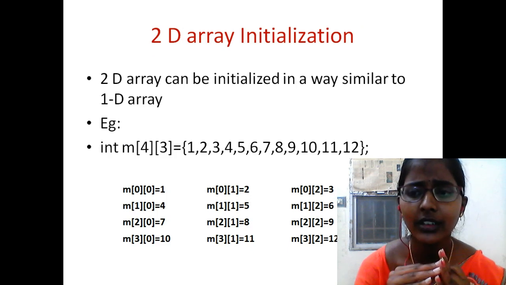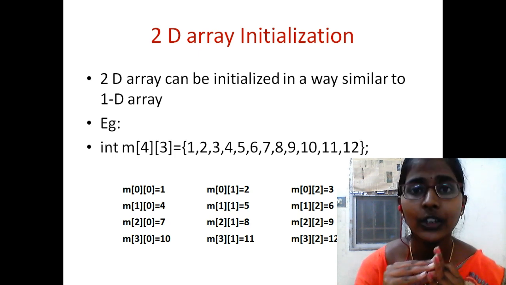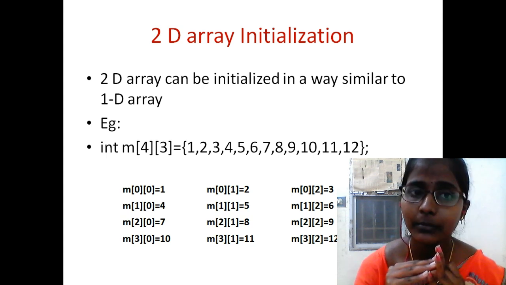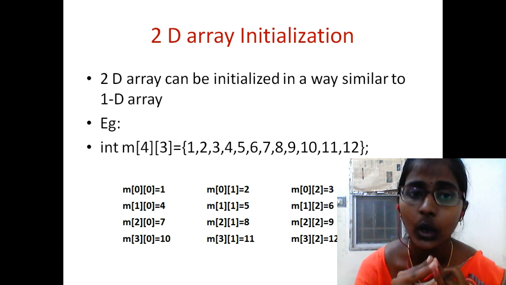The two-dimensional array elements can be stored in two ways. One is initialization, and the other is giving input at runtime. A 2D array can be initialized in a way similar to a one-dimensional array. Example: int m of, with two dimensions given. 4 is the row count, and 3 is the column count.